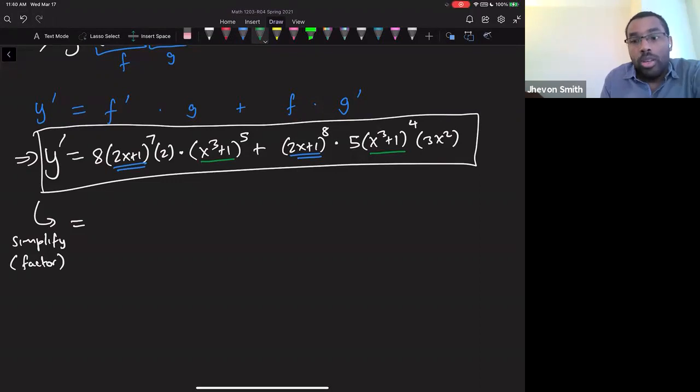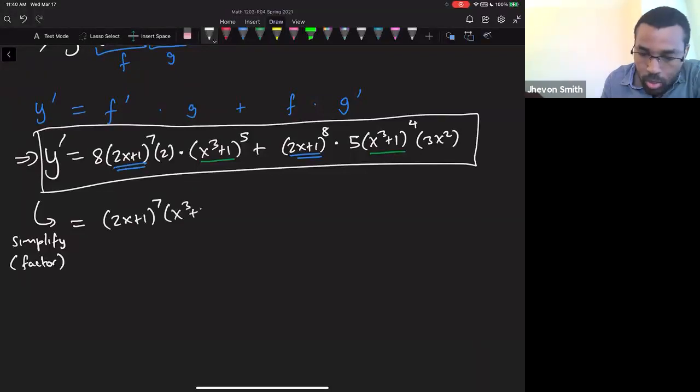And remember, you always factor out the lowest power. That is the rule. It's always the lowest power every time. So we have a 2x plus 1 to the 7th and a 2x plus 1 to the 8th. You always pull out the 2x plus 1 to the 7th. We have the x cubed plus 1 to the 4th and the 5th, we pull out the 4th. And then you open parentheses or brackets and write what's left over.